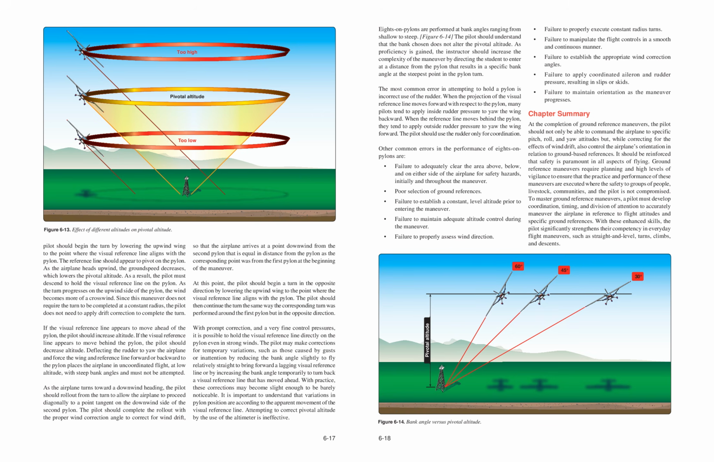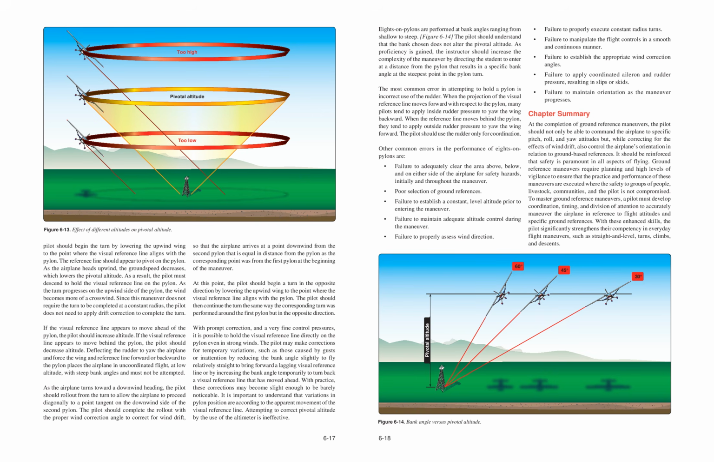As a result, the pilot must descend to hold the visual reference line on the pylon. As the turn progresses on the upwind side of the pylon, the wind becomes more of a crosswind. Since this maneuver does not require the turn to be completed at a constant radius, the pilot does not need to apply drift correction to complete the turn.